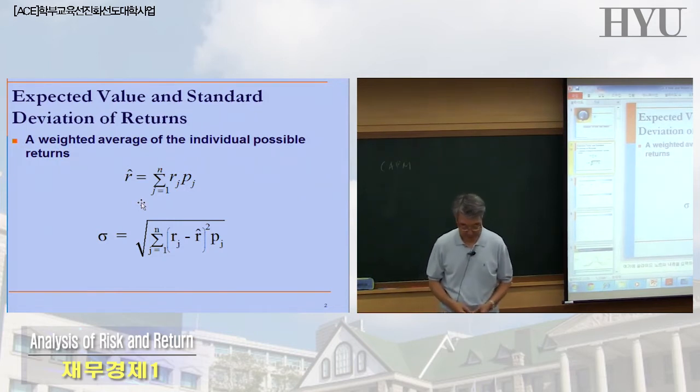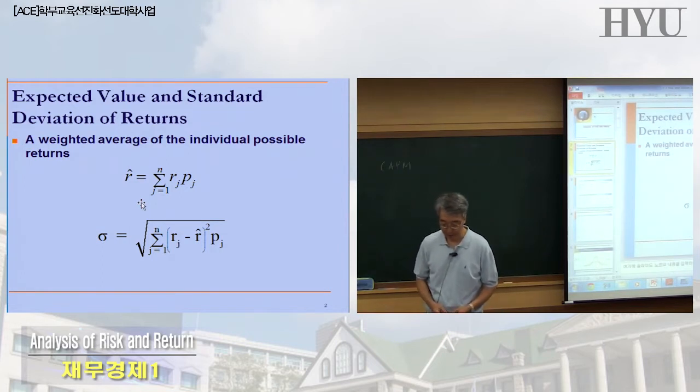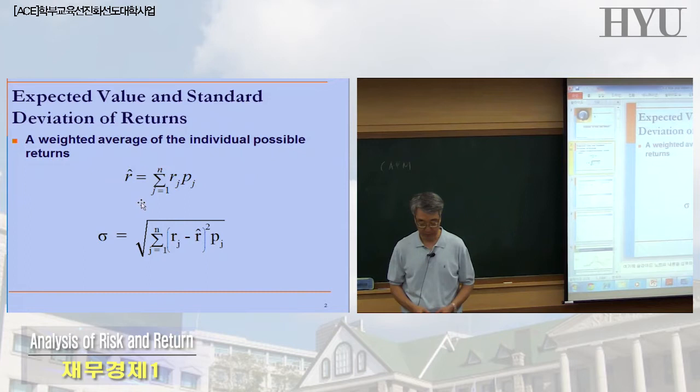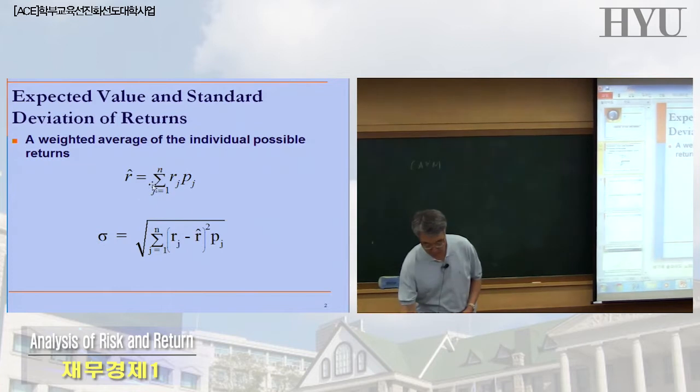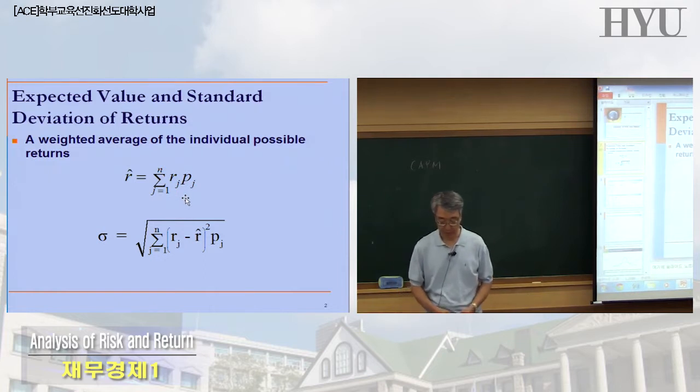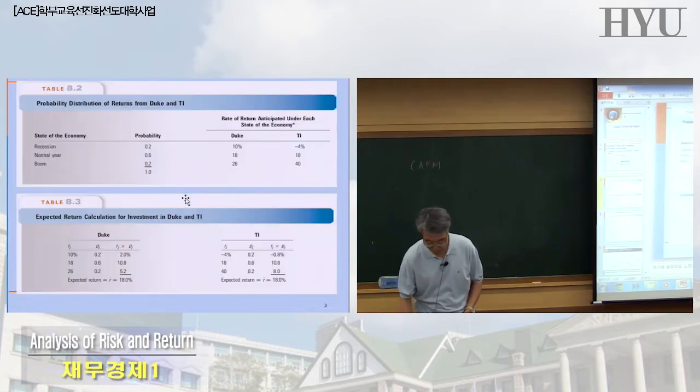All right? So expected value and standard deviation of return, or expected return, we use R hat. We read this notation as R hat, right? And how do we calculate the expected return? That's simply a summation of Rj times Pj, right? So return on the investment item j times probability for that j, right? So, well, I think it's best to use an example here.